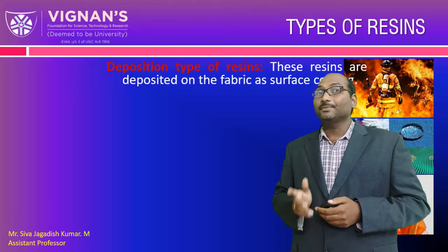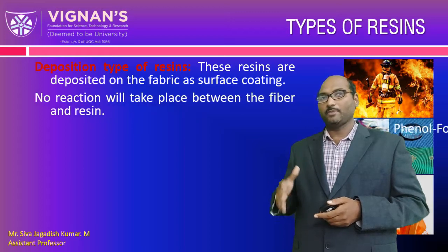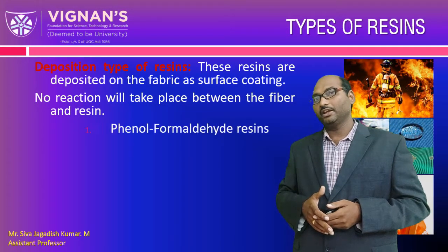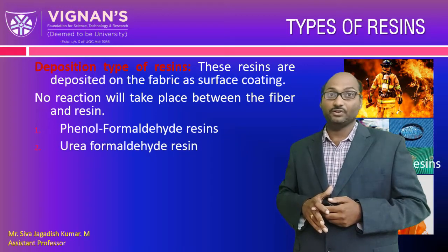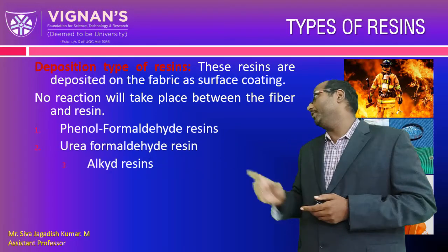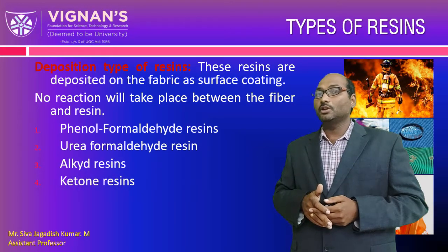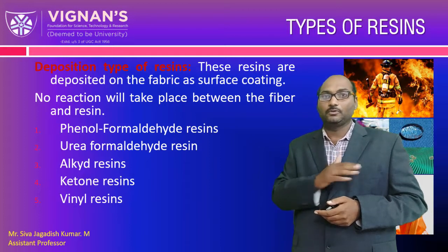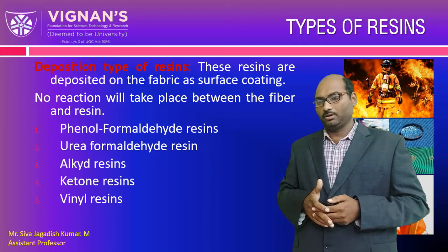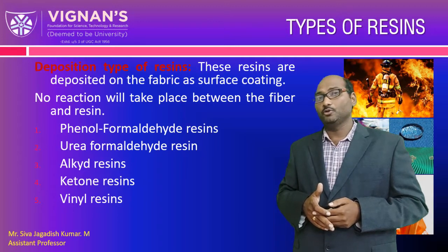So what are the types of resins? Okay. The deposition type of resin will not actually react much. Deposition means it will deposit on the surface. These resins are deposited on the fabric as a surface coating, and a coating technique such as a knife or roller can be used.